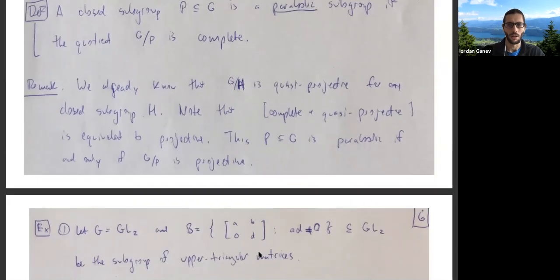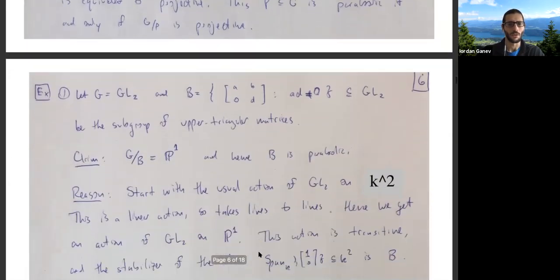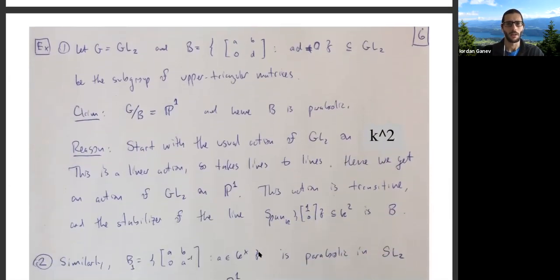All right, so what are some examples? In GL2, we can look at the upper triangular 2x2 invertible matrices, which form a closed subgroup as we've already seen, and the quotient is just P1. Why is the quotient just P1? Well, we have the action of GL2 on k^2, the two-dimensional vector space, by matrices acting on two-dimensional vectors. This is a linear action, a representation, and so in particular it takes lines to lines.